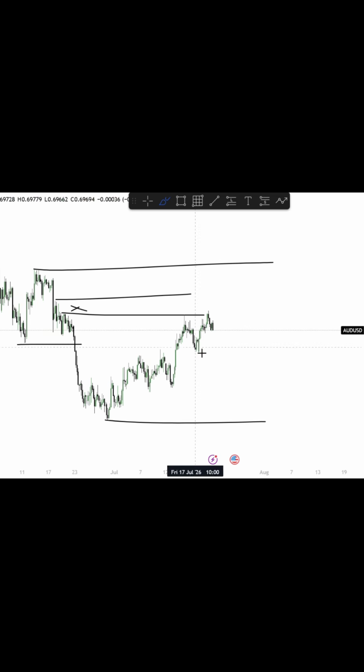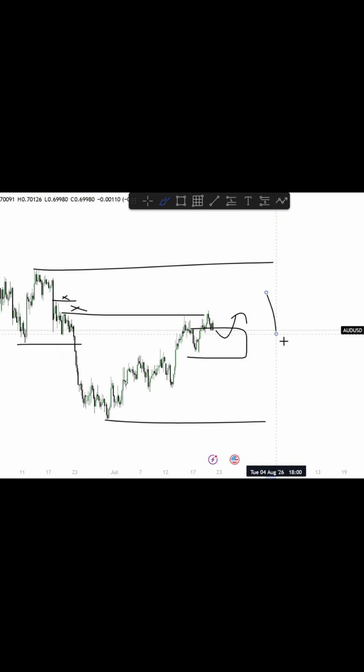However, from what I can see with price action at the moment, if this demand zone does hold, we could see one more push up to take out this liquidity high, where we could then be a little bit more aggressive in our approach and looking for a short.